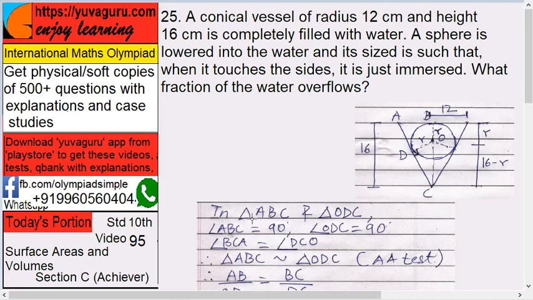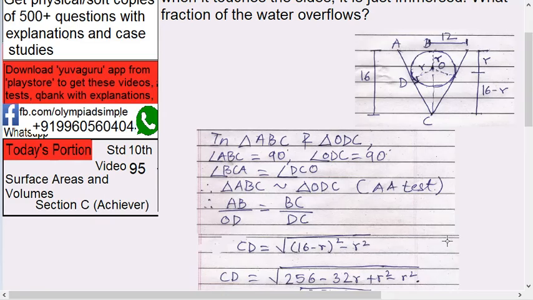Now in triangles ABC and ODC, remember these two are similar, we have to prove it, and it's a bit cumbersome part. Angle ABC equals 90, angle ODC equals 90. Angle BCA equals angle DCO, a common angle. Therefore these two triangles are similar by the AA test.